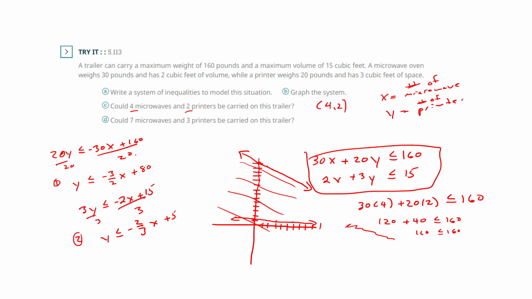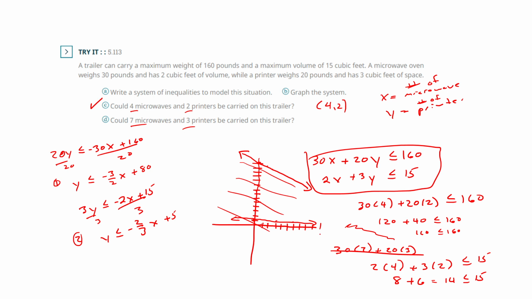Okay, now let's try the other one. Well, this is my x, and this is my y. So I've got 30 times 7 plus 20 times 3. Oh, I'm sorry. I've jumped ahead. No, I have to test this in both. So I tested this 4, 2 in the first equation. I should be testing it in the second. So 2 times 4 plus 3 times 2 has to be less than or equal to 15. That gets me 8. That gets me 6. So I've got 14 is less than or equal to 15. So this is true. This is a solution to the system.